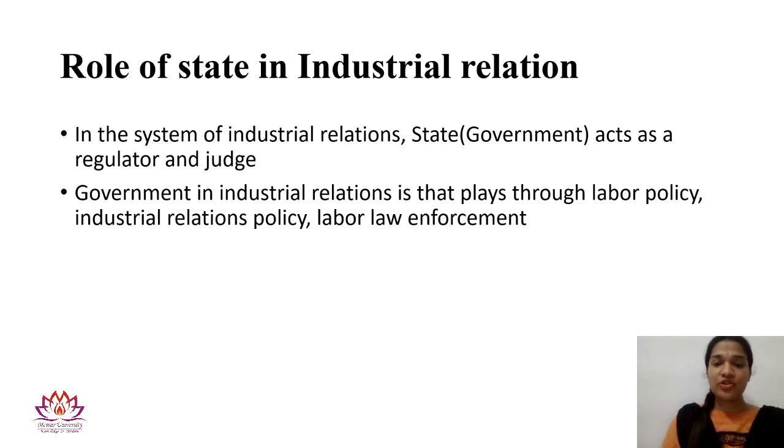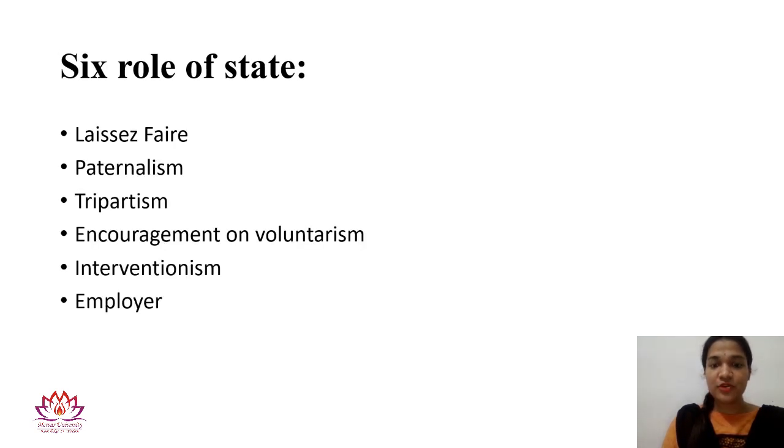If we are talking about the traditional role of the state, we can understand that there are historically 6 roles. So let's move toward that. The first one is laissez-faire. During the 19th century, the government played a laissez-faire role in industrial relations. It was reluctant to intervene to settle any dispute or show any interest in the welfare of the workers. The workers and employers were left alone to manage their affairs. So this one is the first role of the state.